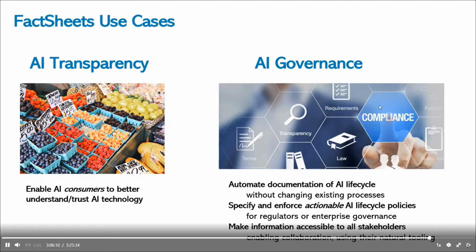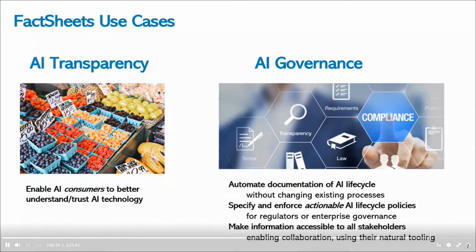An analogy that's often used is nutritional labels on packaged foods. They tell you something about how the packaged food was created, but don't give you all the details, otherwise the company would be out of business. So that's what AI transparency is about. Governance is about transparency and more, right?